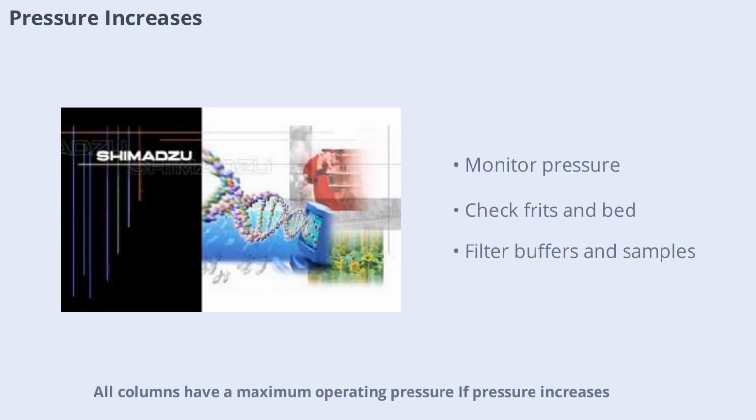All columns have a maximum operating pressure. If pressure increases, identify whether the issue is with the column or the system. Pressure can build up at the inlet frit, outlet frit, or within the column bed. Regular maintenance and proper filtration of buffers and samples help prevent pressure problems.